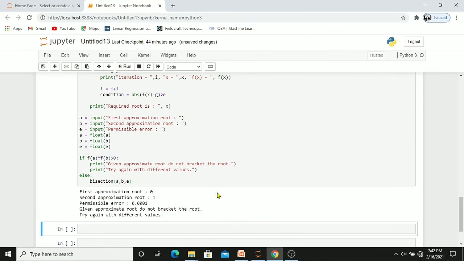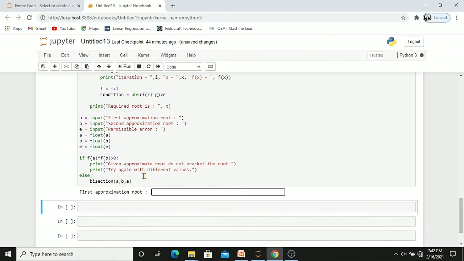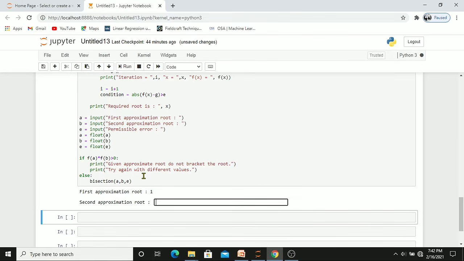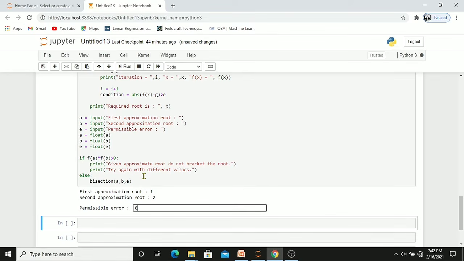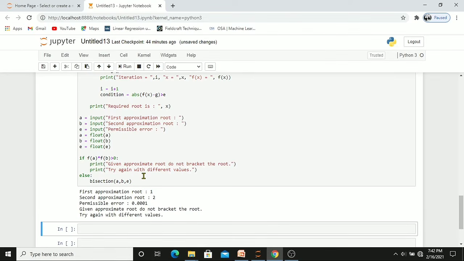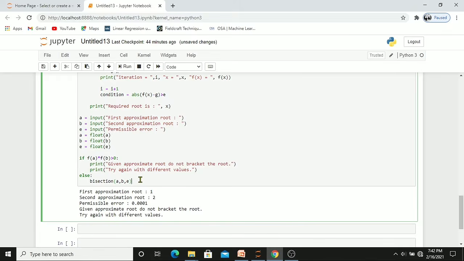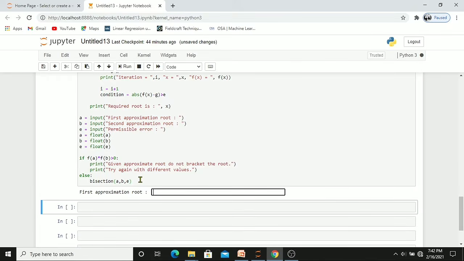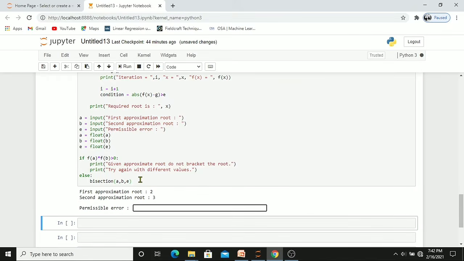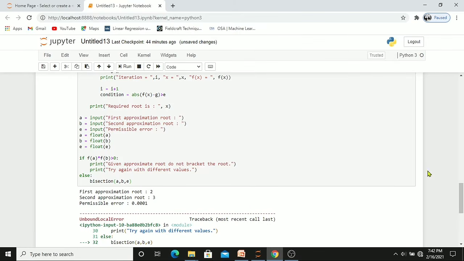So this is not a good bracketing solution. Going for the next solution. Suppose the value of a is 1, b is 2. The error value is 0.0001. So again it is not a good value. Again for the next check, suppose it is 2 and 3, 0.0001. So we are getting some error.